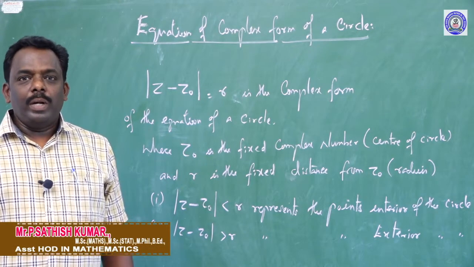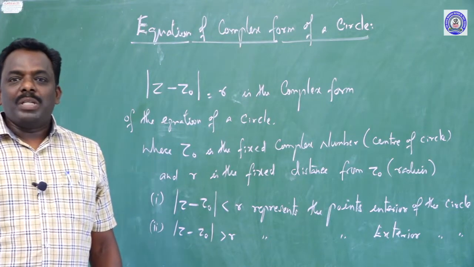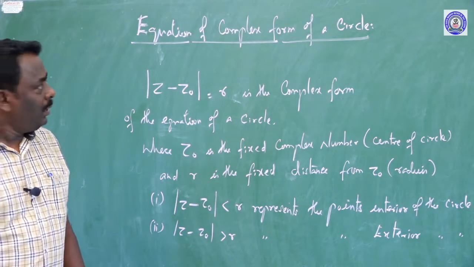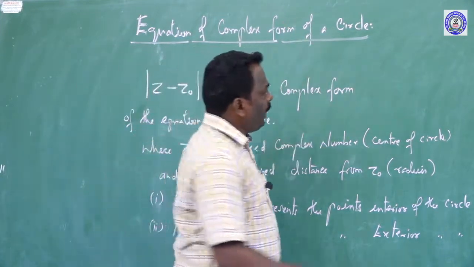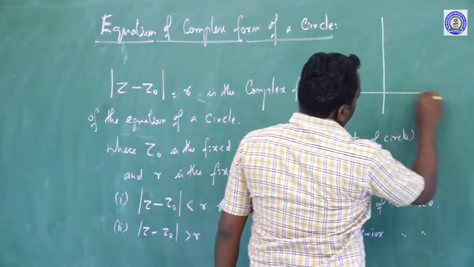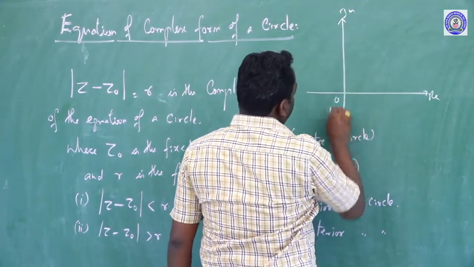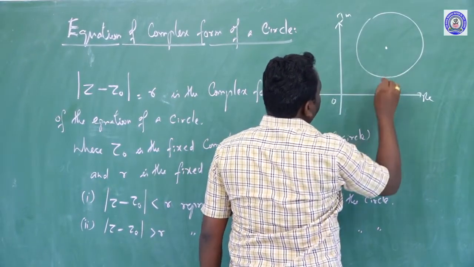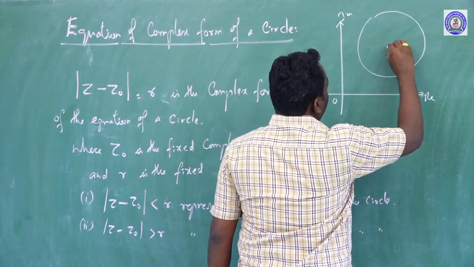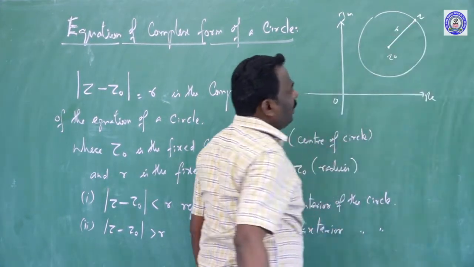Okay, dear students, today we are going to see the complex form of the circle. So, the equation of it is the complex form of a circle. You can take a circle, with the real axis and the imaginary axis, and at the origin it is 0. Take any circle; the center of the circle is defined by z0 and the radius is defined by small r. The point is called the complex number z.